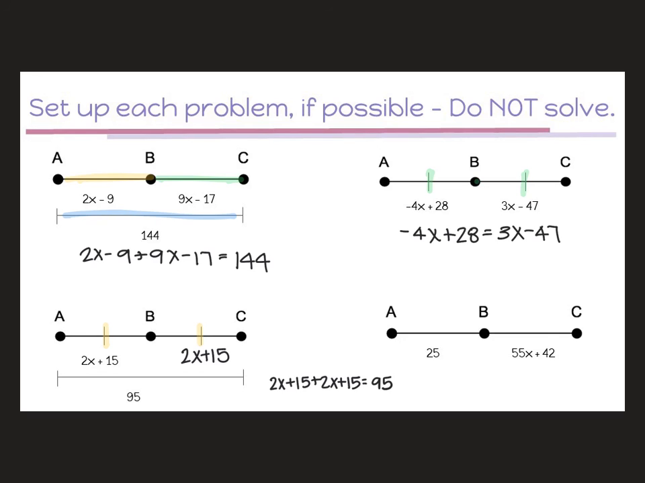In the very last example, I actually don't have enough information to set up an equation. And here's why. So first, there are no congruent marks, so I don't know for sure if B is the midpoint, even if it might look like it is. So I can't set those two equal to each other. I also don't have a total value for AC, so I can't do segment addition either. So this one, we just don't have enough info to write an equation.